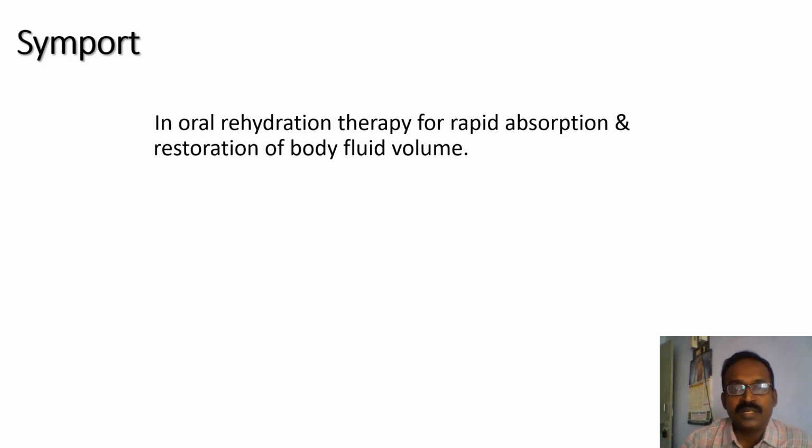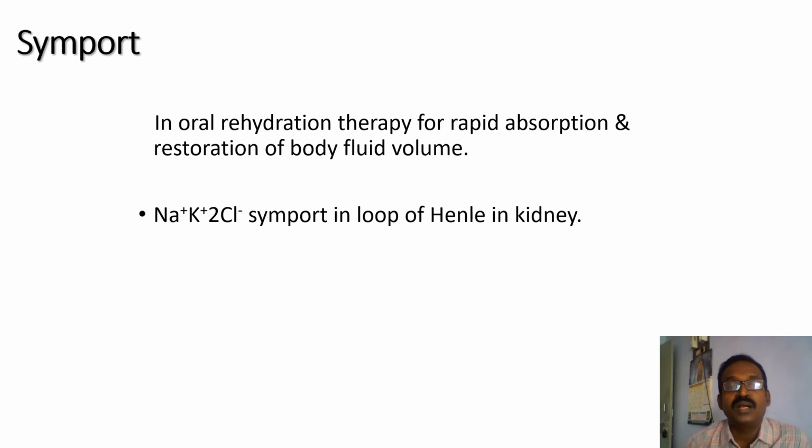An example of symport is oral rehydration therapy for the treatment of diarrhea, for rapid absorption and restoration of body fluid volume. Sodium is reabsorbed along with glucose through sodium dependent glucose transporters. It uses the energy indirectly. This is an example of secondary active transport. And the sodium potassium chloride symporter occurs in the loop of Henle in the kidney nephron. This is also an example of secondary active transport of the symport type.